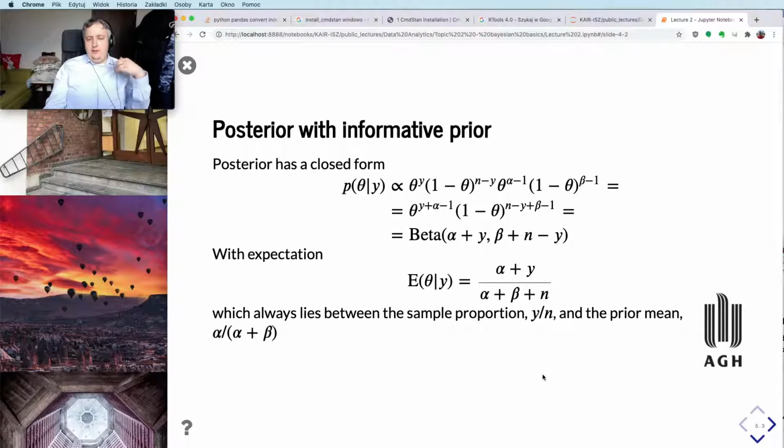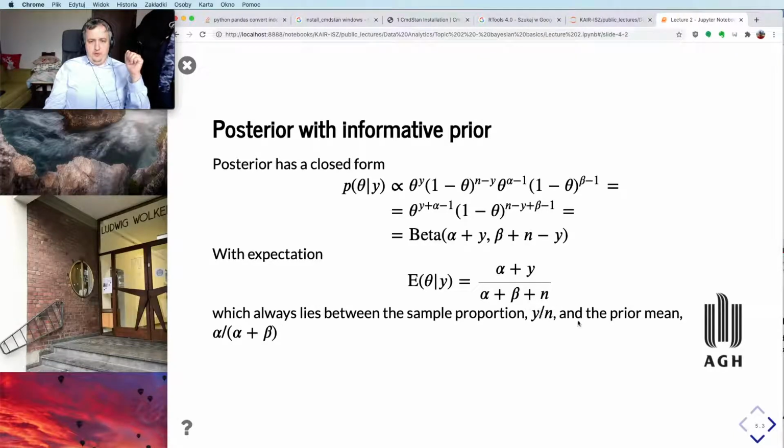And what is actually important to observe here is that the mean, or the expectation, of the distribution always lies between the sample proportion, y divided by n, and the prior mean, alpha divided by alpha plus beta. Because in this case, the posterior is actually some kind of weighting, or a combination, of both data and prior information, which generally makes sense, that we can average certain results in the middle.